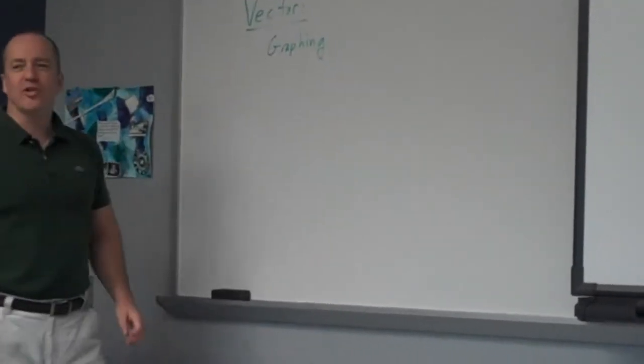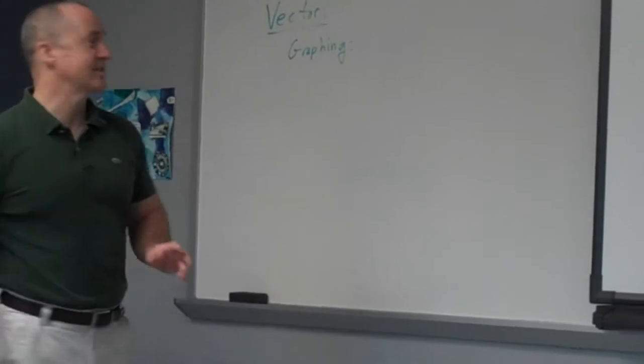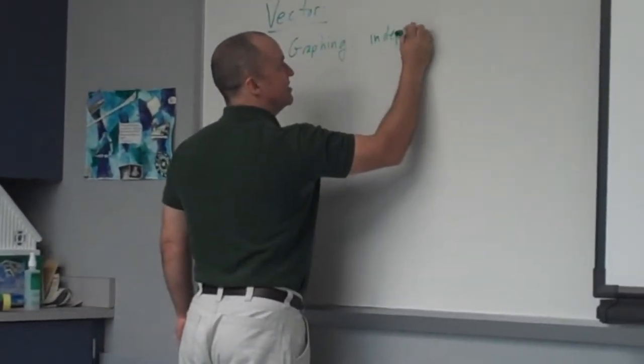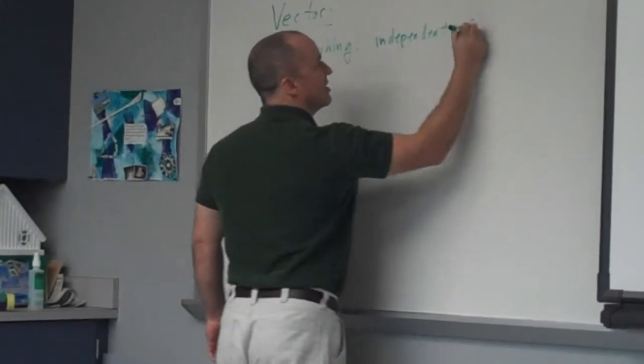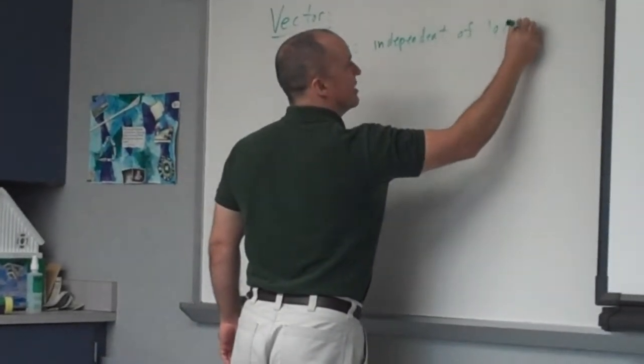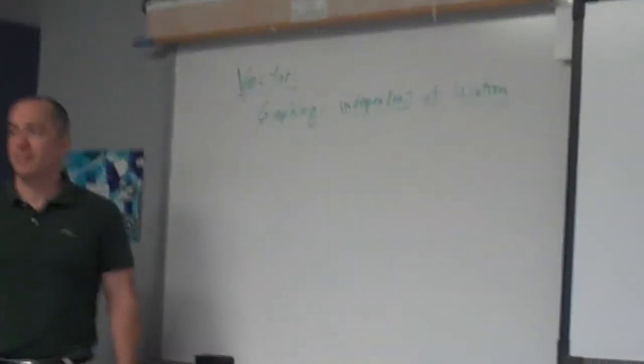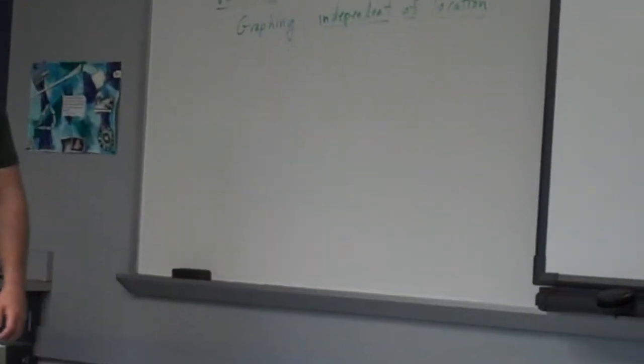Graphing them. First thing you need to know about a vector is that it's independent of location. A vector is independent of location. That means it doesn't matter where it exists.